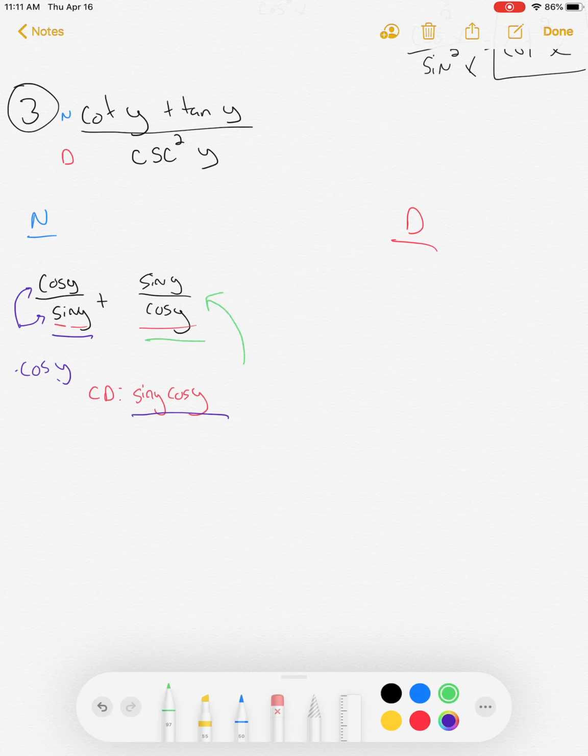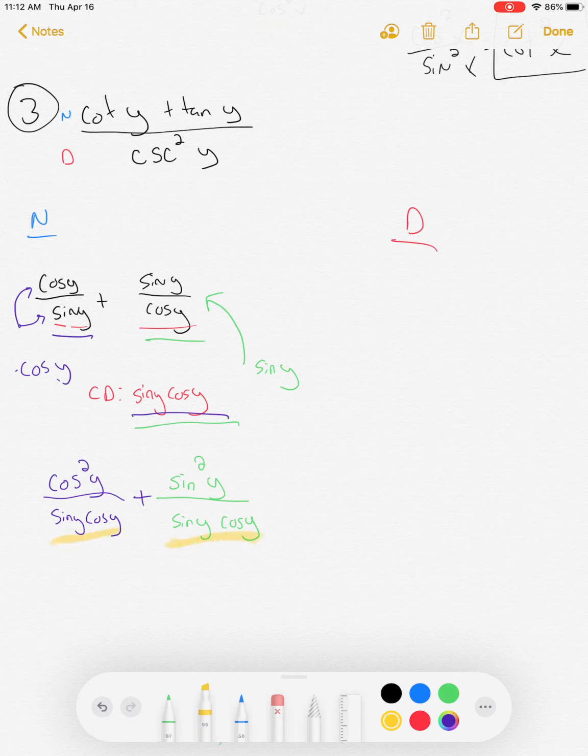What color should I use? I'll use green. What does this one need to look like this? Well, that one needs a sine of y. So the one on the left is going to be top cosine of y times cosine of y gives me cosine squared y over sine y, cosine y. Plus the one on the right, sine of y times sine of y is sine squared y over sine of y, cosine of y.